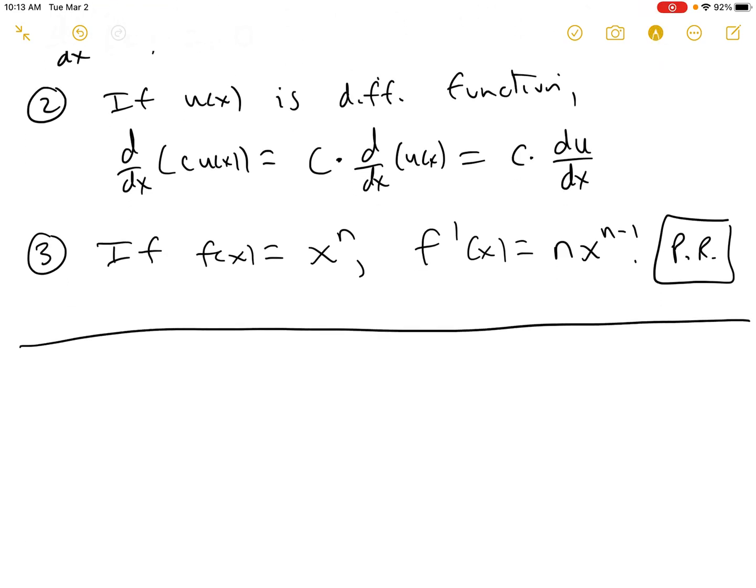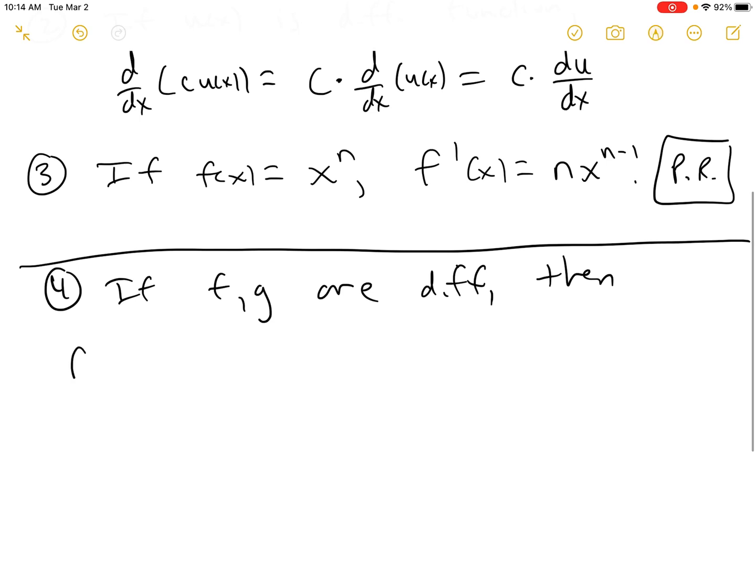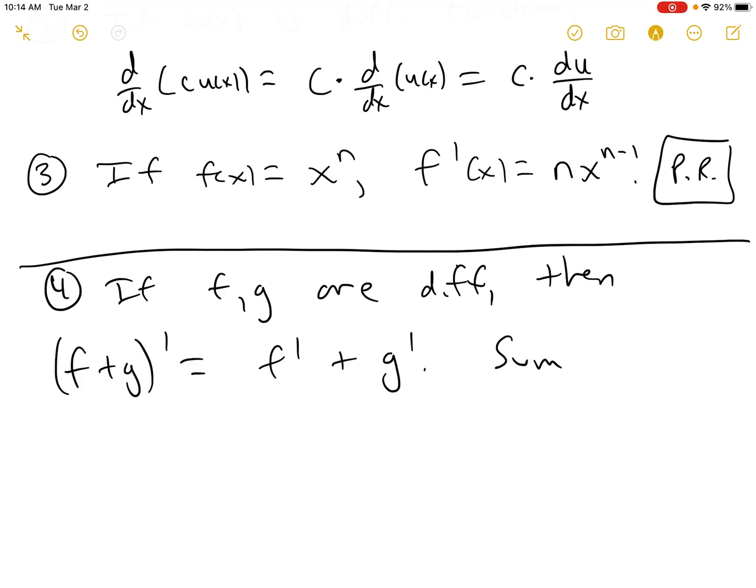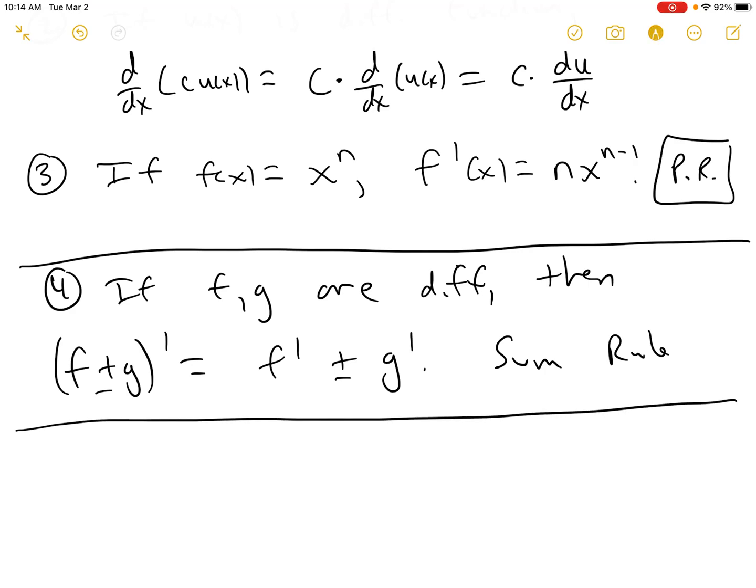Oh, and also, let's put another one in here. If f and g are differentiable, then if you take the sum, it's just the sum of the derivatives. All right, so that's the sum rule. And you could put plus or minus in there. So here we go. Now we're going to look at products.